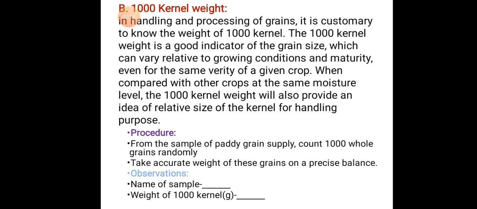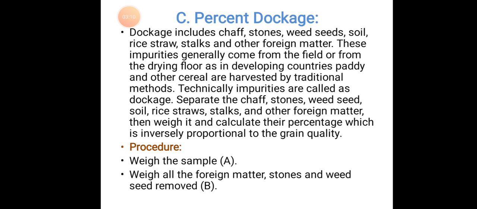Procedure: from the sample of paddy grain supplied, count 1000 whole grains randomly. Take accurate weight of these grains on a precise balance. Observations: name of sample, weight of 1000 kernels in grams.